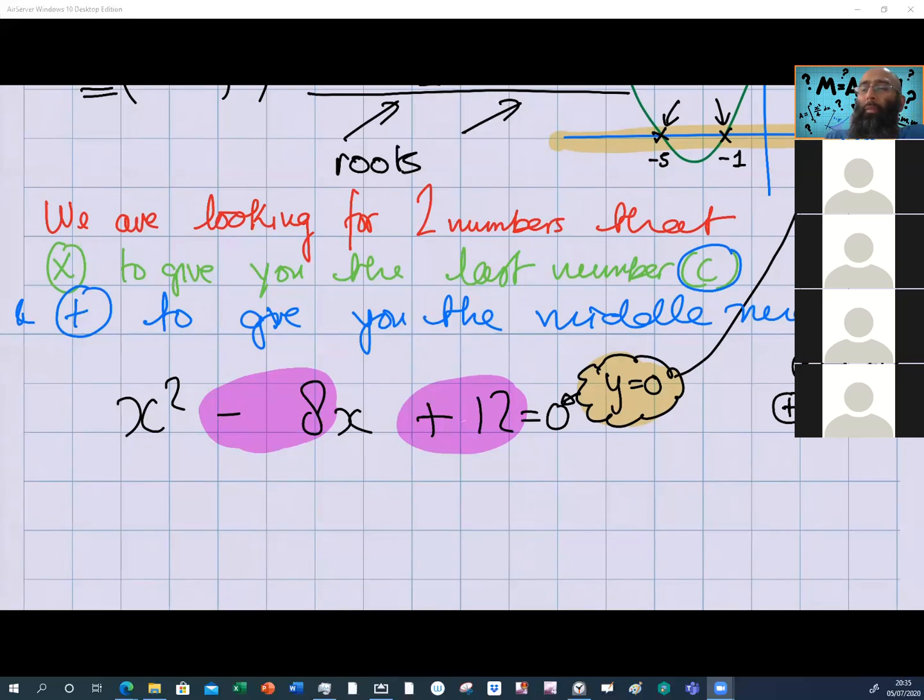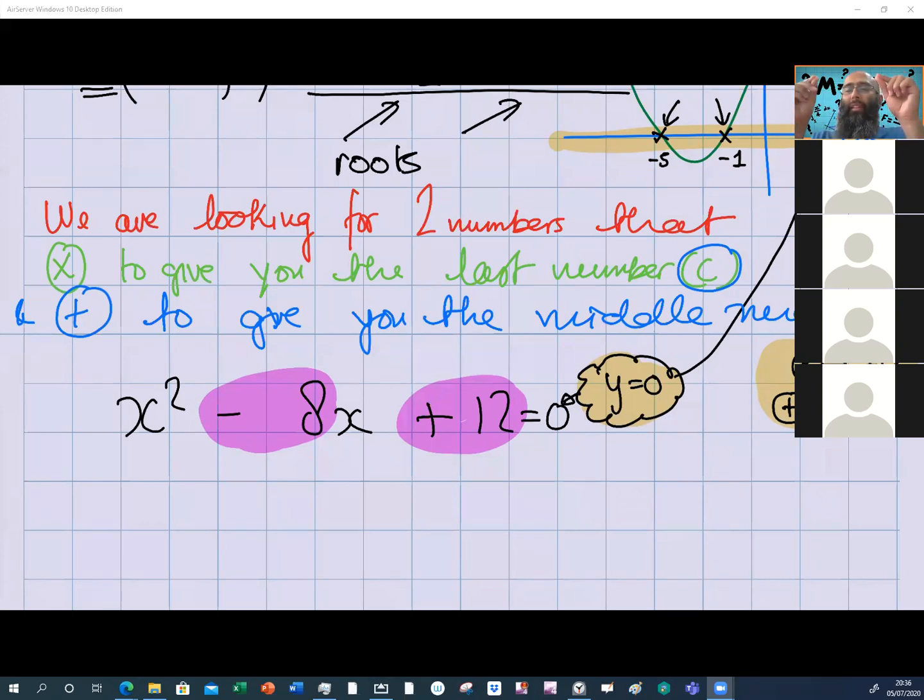Okay, two numbers that multiply to give you plus 12 and add up to give you minus 8. So what are we concentrating on, Eliza? We're concentrating on minus 8 and plus 12. Yeah, so multiply to give you plus 12, add to give you minus 8. That is as simple as it gets.